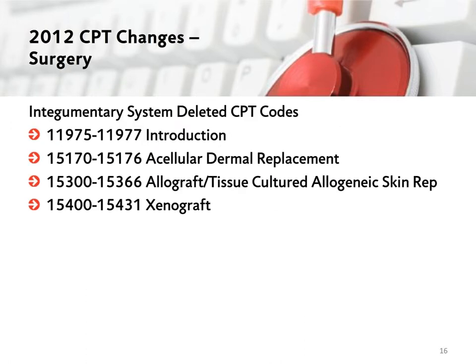Now we're going to talk about the 2012 CPT changes for the surgery section. Under the integumentary system, we had several deleted codes. And here on the slide, it outlines the sections and the codes. So we had a total of 26 deleted codes, and it's really affecting the skin replacement and the grafting. So physicians, please go back to your CPT codes and review these codes to see if there are crosswalks that you can use, because these codes are no longer valid as of 2012.